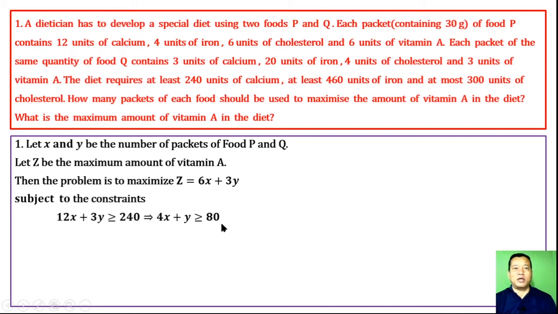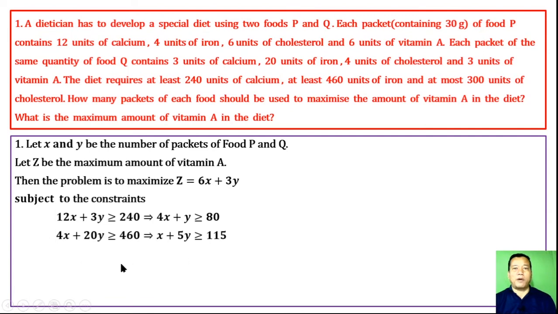Dividing, we get this. After the calcium limitation, let us try the iron limitation. 4x plus 20y: food P contains 4 units of iron per packet, so x packets give 4x. Food Q contains 20 units of iron per packet, so y packets give 20y. Summing up, the units of iron in the diet should be at least 460, so 4x plus 20y is greater than or equal to 460.